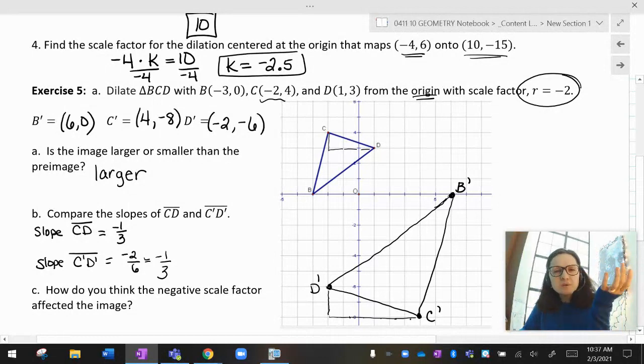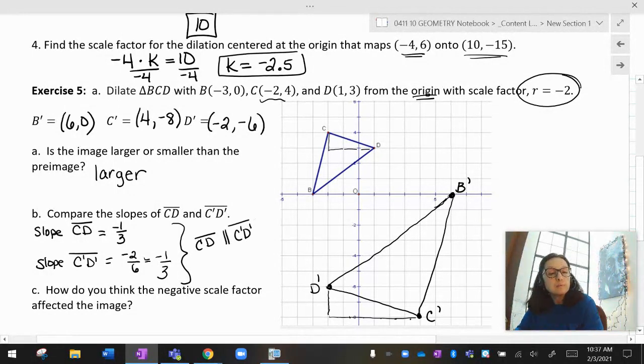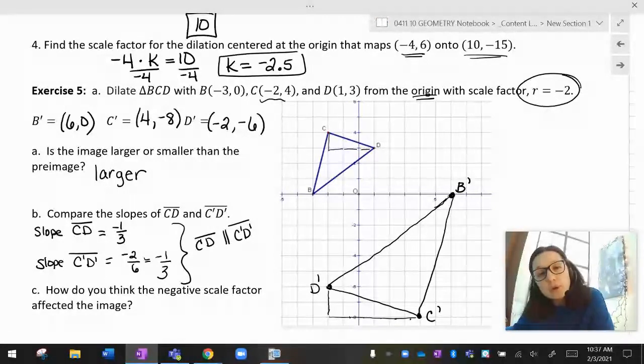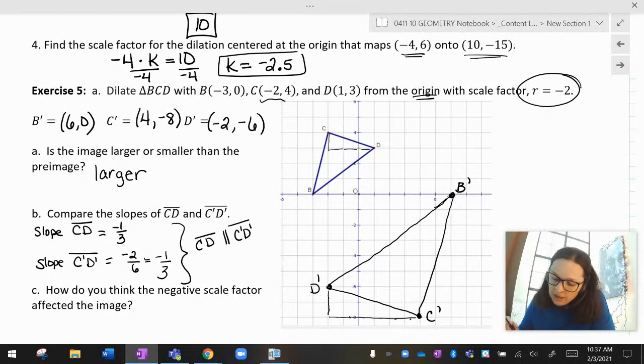Hey, what does it mean if slopes are the same? That means that the image and the pre-image are parallel. When you do a dilation, your image is parallel to your pre-image. Okay, or at least the parts of your image are parallel to the parts of your pre-image. Cool. How do you think the negative scale factor affected the image? Well, it definitely got bigger. My -2 made it bigger. But you know what happened with the -2?